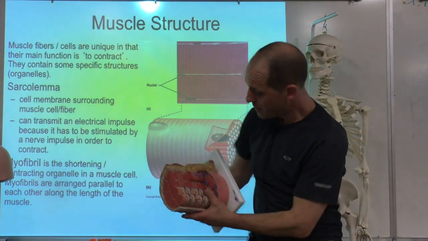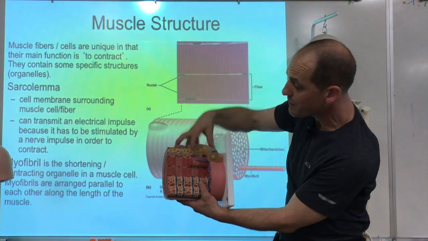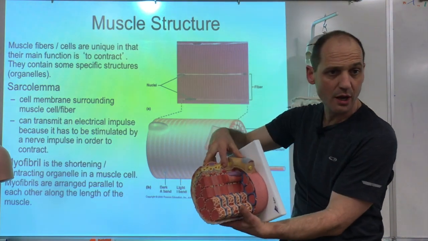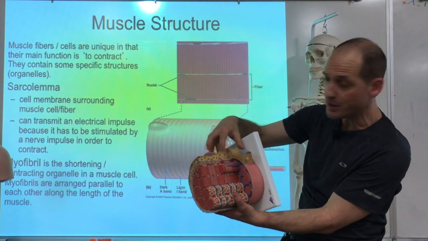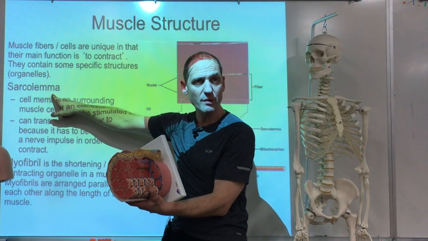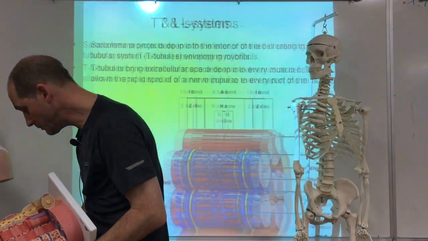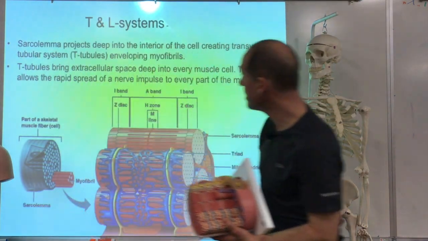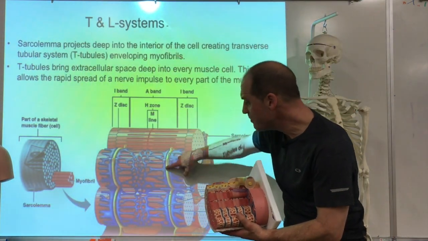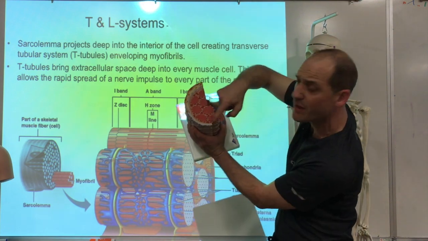A nerve comes onto the muscle and attaches to the sarcolemma. There's a little gap in there, but it is able then to stimulate that sarcolemma, that cell membrane. That cell membrane penetrates deep into all the little subunits within this muscle. See all these round things?